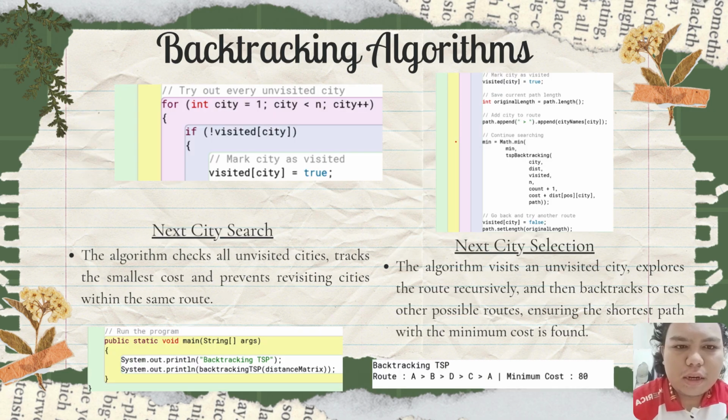Next, city search. The algorithm checks all the unvisited cities, tracks the smallest cost, and prevents revisiting cities within the same route. And next, city selection. Here, the algorithm visits an unvisited city, explores the route recursively, then backtracks to test other possible routes, ensuring the shortest path with the minimum cost is found.